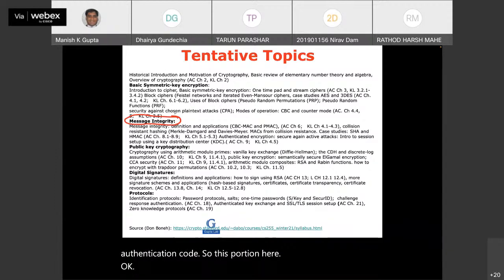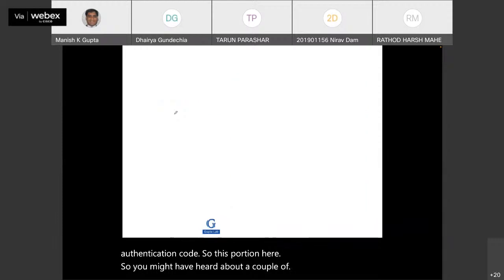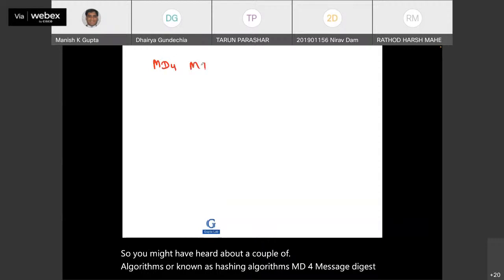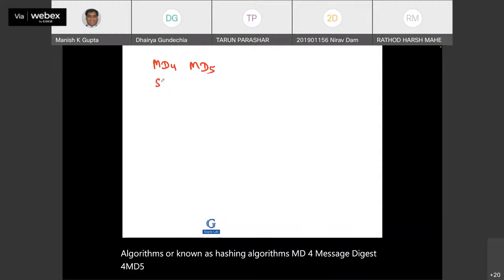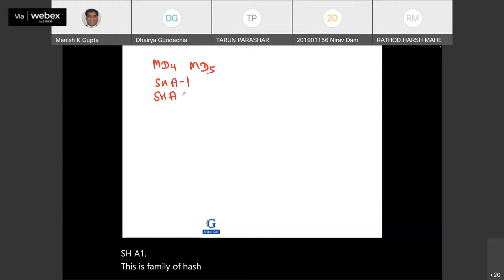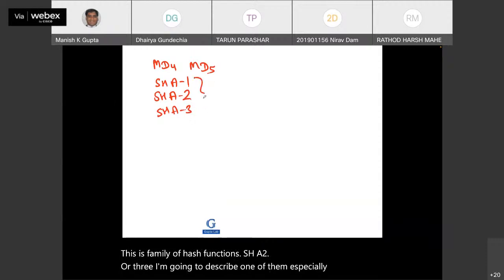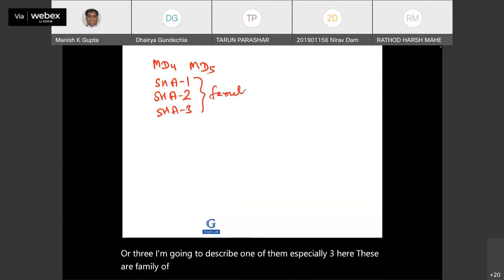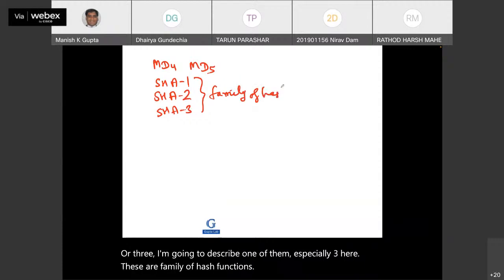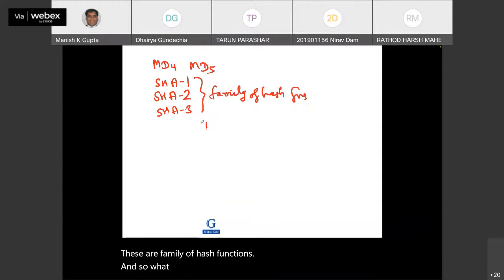So you might have heard about a couple of algorithms known as hashing algorithms, like MD4, message digest 4, MD5, or SHA1. This is a family of hash functions, SHA2 or SHA3. I'm going to describe one of them, especially SHA3 here. These are a family of hash functions.